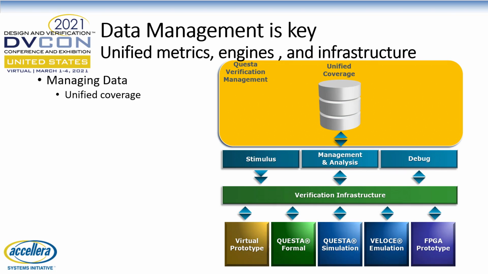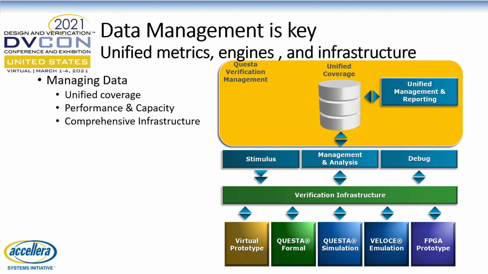The way we manage all the data we're going to need is through our Unified Coverage Database, or UCDB, which is at the heart of our verification management solution in Questa. It's also the basis for the Unified Coverage Interface Standard, or UCIS, from Accellera. By unified coverage, we mean that the database can capture coverage data from any source engine, and will help you analyze it regardless of where it came from. The point of today's tutorial is to show you how you can do this using Questa.